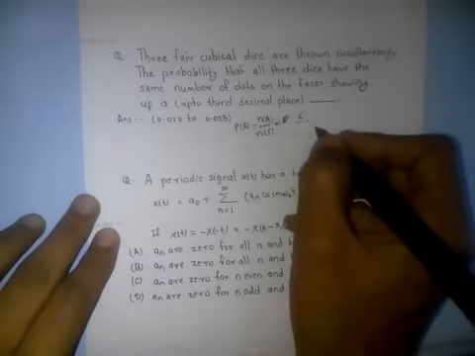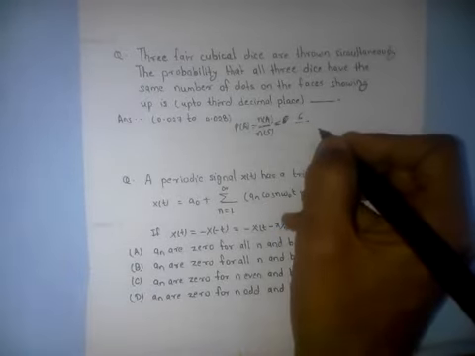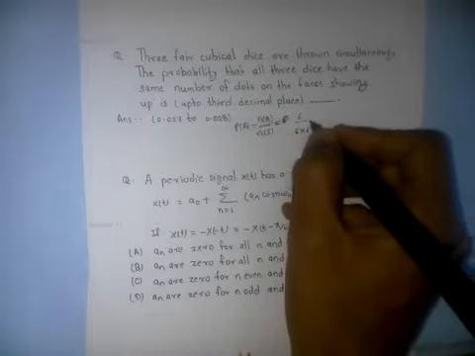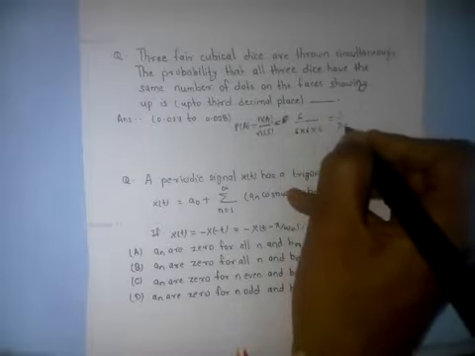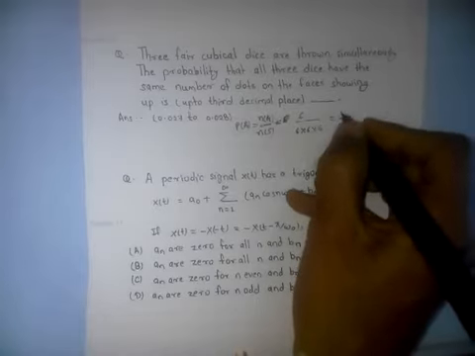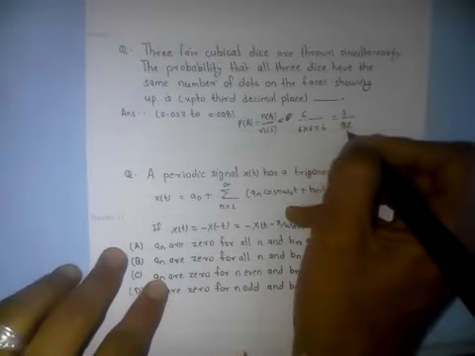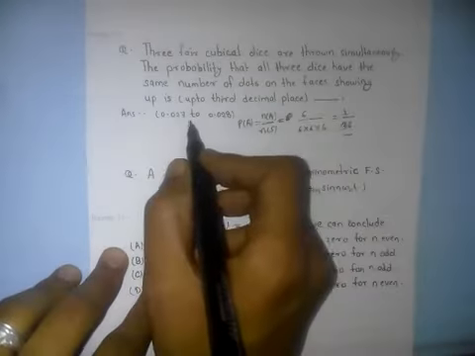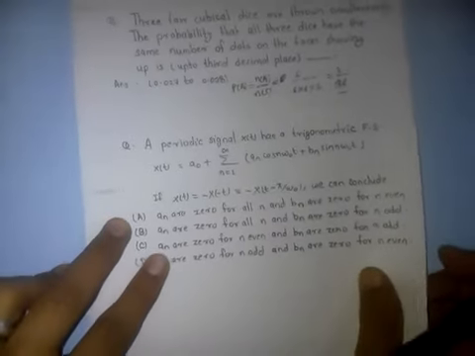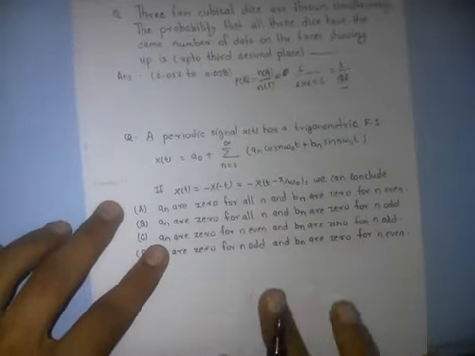So 6 upon, and total how many combinations can occur, so 6 into 6 into 6. Okay, so it will become 1 by 36. And if you solve with a virtual calculator, then you will get 1 by 36 as 0.0228. Okay, so next problem is from signals and systems.